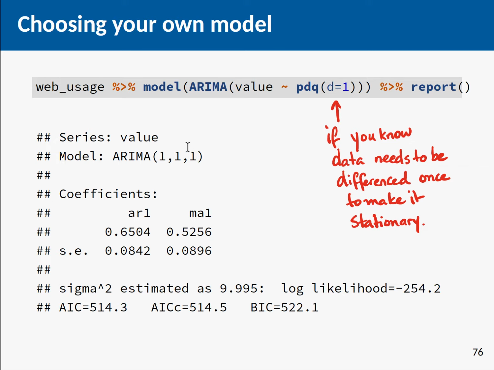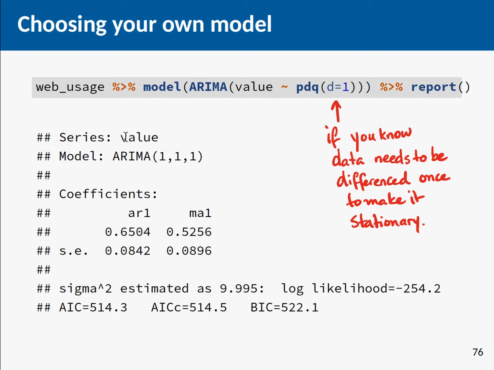Choosing your own model, how do you go about that? If you are using the ARIMA model and you have figured out that you definitely need to difference the data, but you don't really want to guess what the AR and MA component is, you can just rely on the automatic ARIMA command, and you can just impose that the data be differenced once to make it stationary, and then you can report the results.